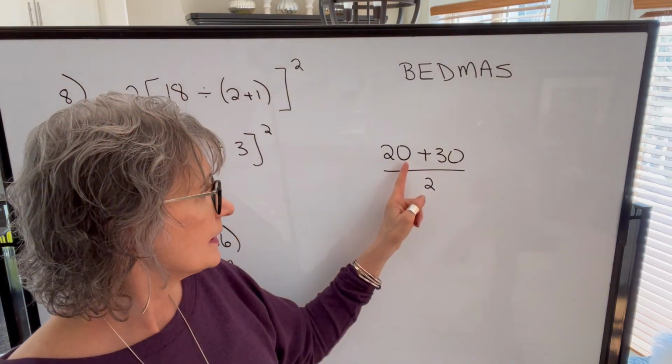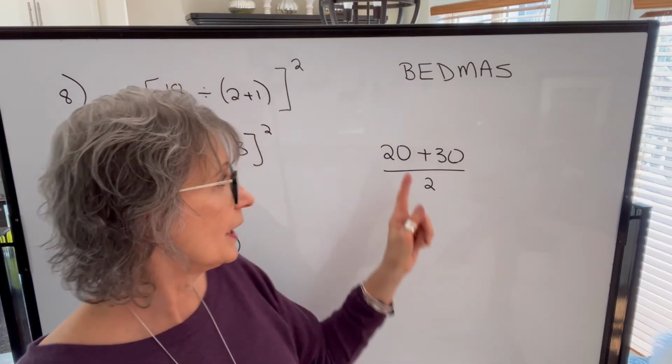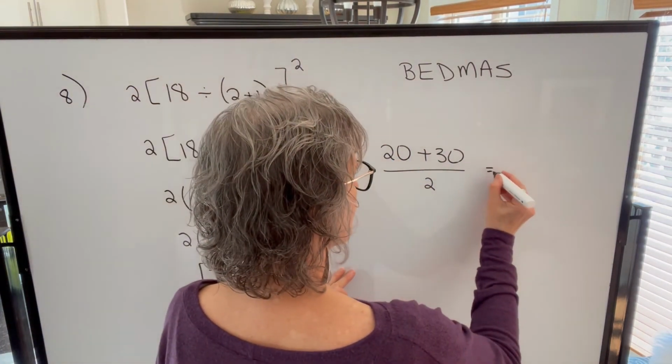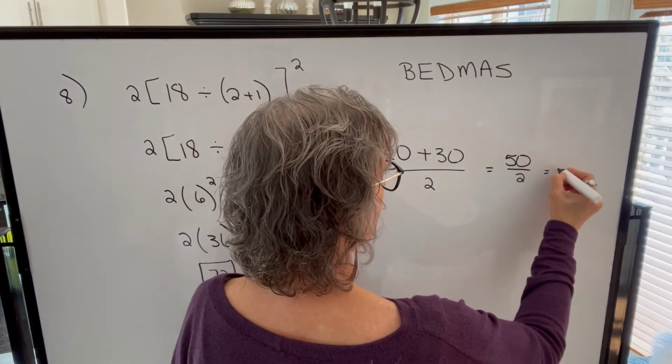If you were asked to take the average of two numbers, 20 and 30, the way that you're going to do that is you're going to add the two numbers and then divide by 2. So the correct answer will be 20 plus 30 is 50, divide by 2, which is 25.